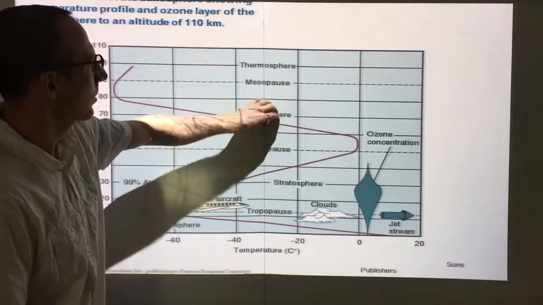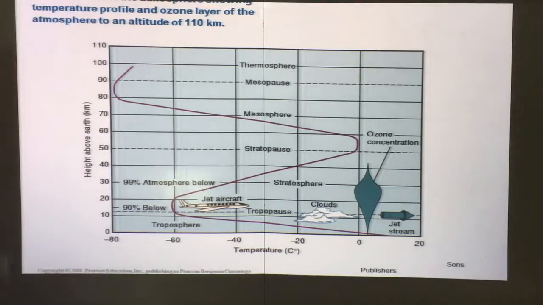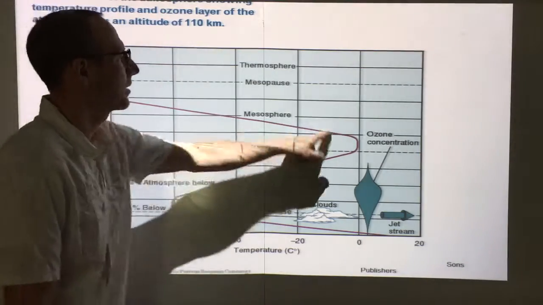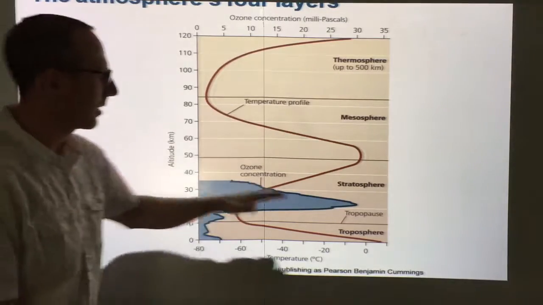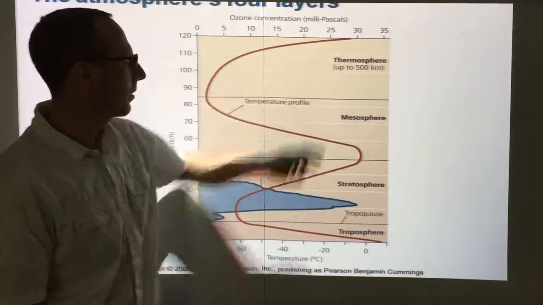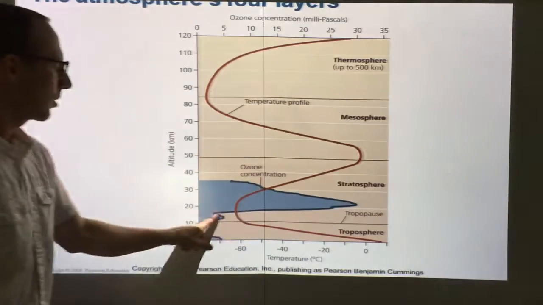Troposphere, stratosphere, mesosphere, thermosphere. And they have the pauses in here, but we're not concerned with those. And again, this red line indicates temperature. Okay, and I really like this graph because not only does it show very clearly the layers and the temperature, but also shows this, which is ozone concentration.